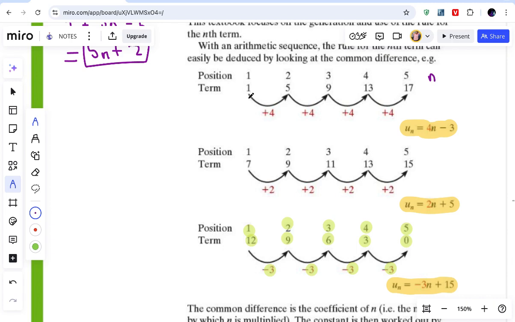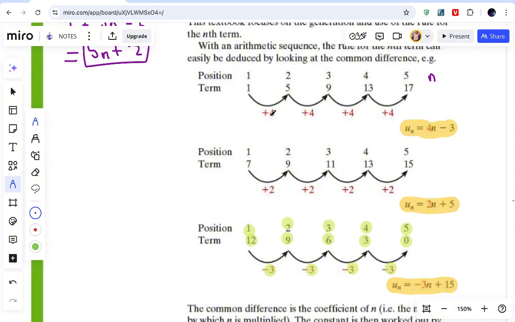Now, first of all, what's the common difference? You first of all find the common difference. Always, that's the first thing you do. You check the common difference. If the common difference is the same, then it's an arithmetic sequence. So for all arithmetic sequences, you take this one, multiply by the position.